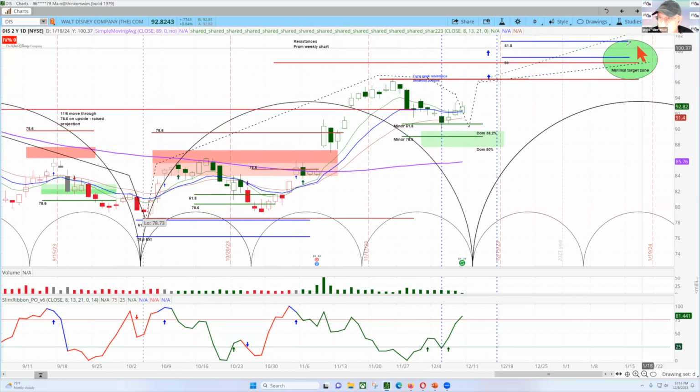Upside projections, there's the minimal target zone right over there sometime in the next several weeks. So this is a short-term look. I would project it to get up here to 98.5 to around 101 right now in the next 2 or 3 weeks, and maybe even above that level. So that's a very, very positive pattern.